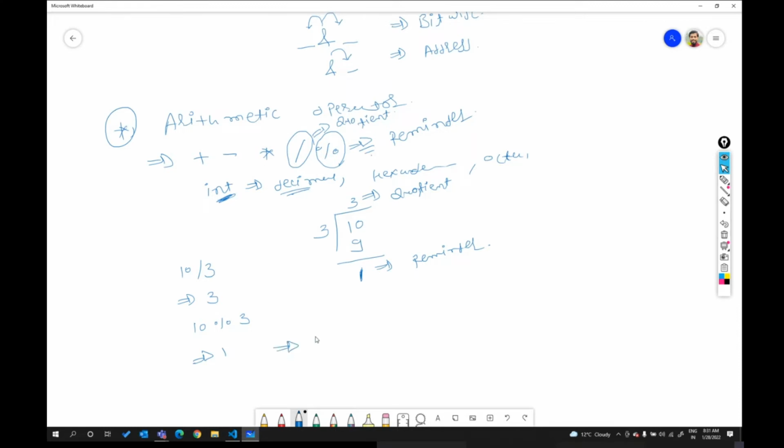And one more thing, modulus can't be applied in the case of float or double. In the case of real numbers we cannot apply modulus, because if I use float as my data type and I do 10 divided by 3, the float data type will give you the exact output 3.33. Because of that reason we cannot use the modulus operator in the case of float or double, that means real numbers.